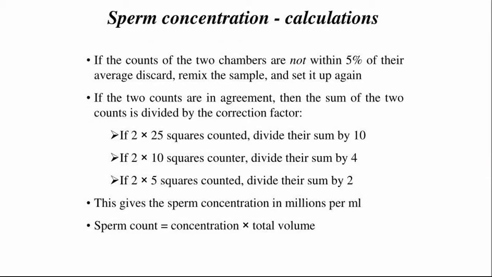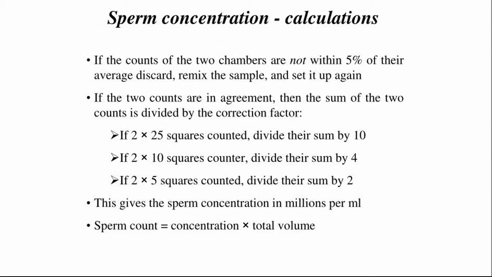If the two counts are in agreement, then the sum of the two counts is divided by the correction factor. That is, if 2 into 25 squares are counted, divide their sum by 10. If 2 into 10 squares are counted, divide their sum by 4. If 2 into 5 squares are counted, divide their sum by 2. This gives the sperm concentration in millions per ml.